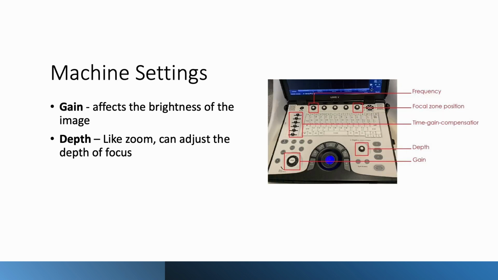Most machines have similar settings. The gain affects the brightness of the image. The depth can zoom in or zoom out, so you always have the ability to zoom in. If you feel like you're looking at a small cat and the bladder is minuscule, try zooming in on it. It might not be as small as you think. You might just be zoomed out too far.